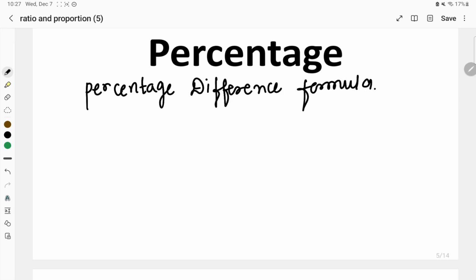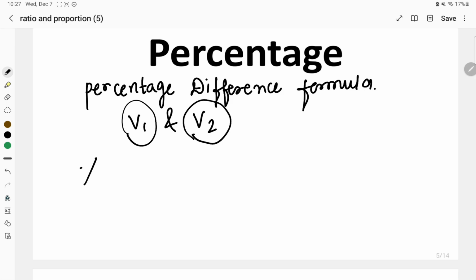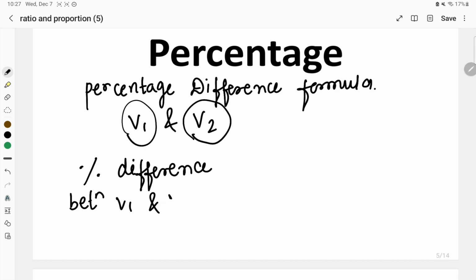If two values are given, for example, one value is v1 and the other value is v2, and we need to find the percentage difference between these two values, it can be done by a formula called the percentage difference between values v1 and v2. Okay, these are the two different values. I am assuming one as v1 and the other as v2, right?